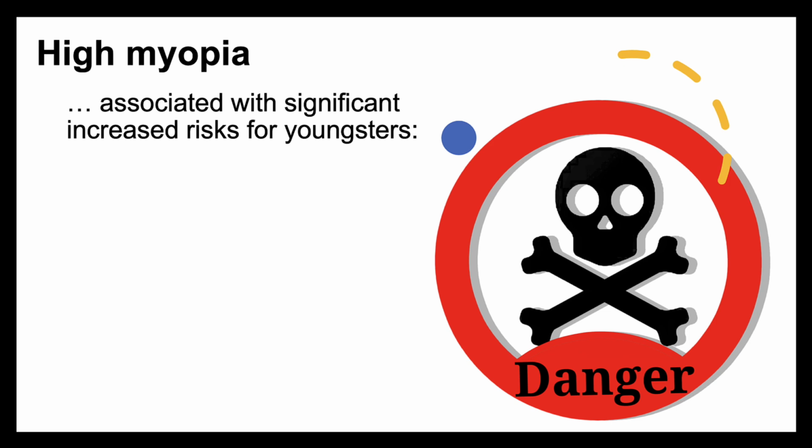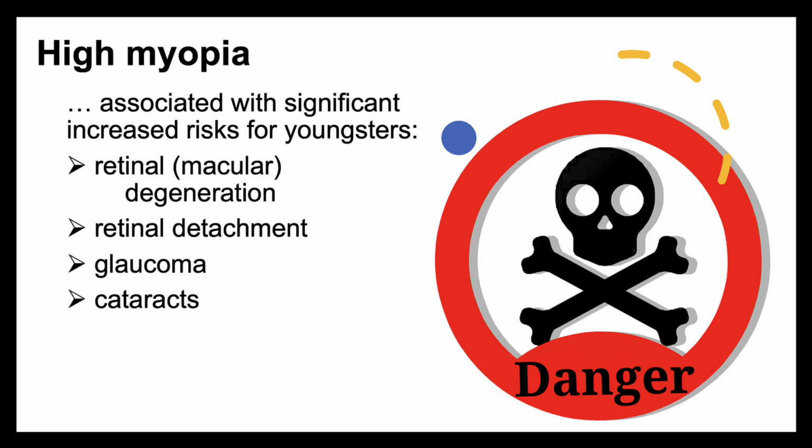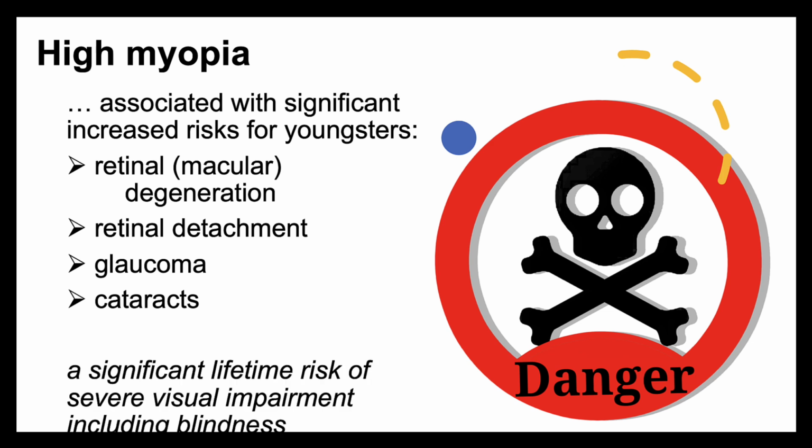Now, high myopia that we mentioned is associated with really severe consequences for youngsters. High myopia could result in macular degeneration at a very young age. They could have retinal detachment, glaucoma, and even cataracts. And these all carry a significant lifetime risk of severe visual impairment or even blindness.